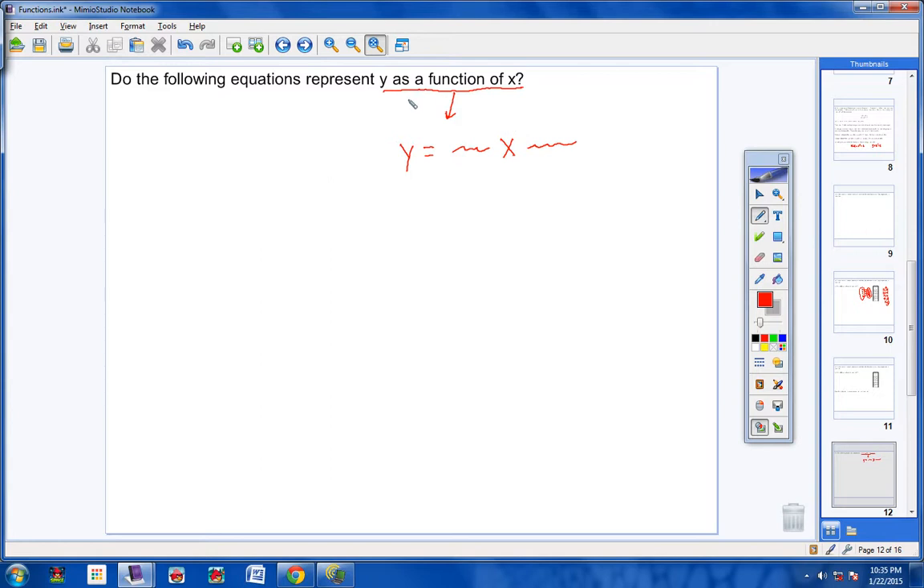Now, students, if I said y as a function of x and z, then you could have x over here, and you could also have some z's over here. That'd be fine. Okay? So whenever you see this phrase here, y as a function of x, it's saying y is dependent upon x, or y is written as a function of x.